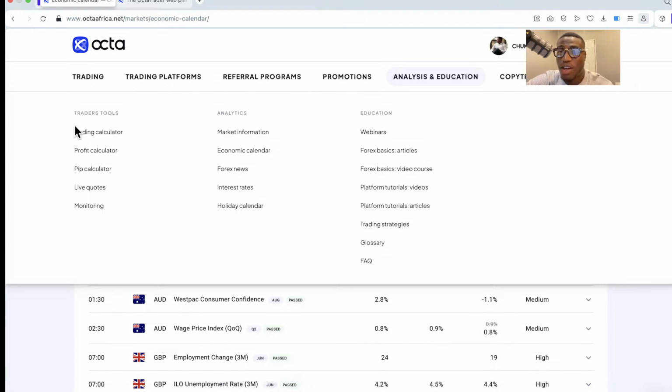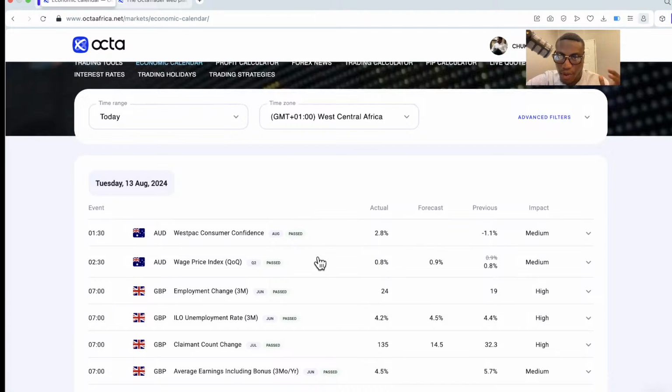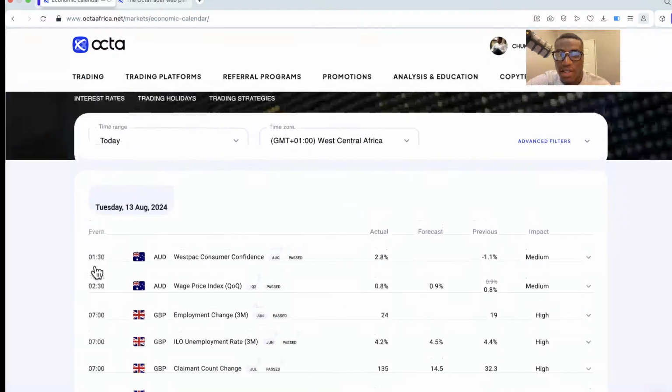These are also tools that can help you, especially if you're a beginner trader. Calculate your risk, calculate your profits. Just make sure that you're doing the right thing while you're trading. So it's also good that you check this out. Don't miss out on the potential of these tools. So you want to come down to economic calendar. I'm already there. One of the first things that you would want to do is to make sure your time zone is correct so that you don't miss out on these news events.